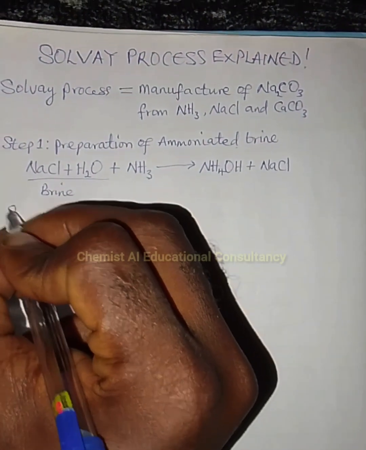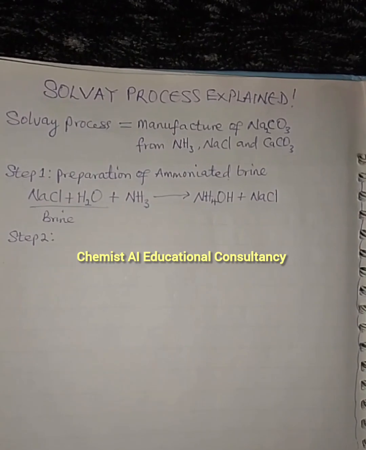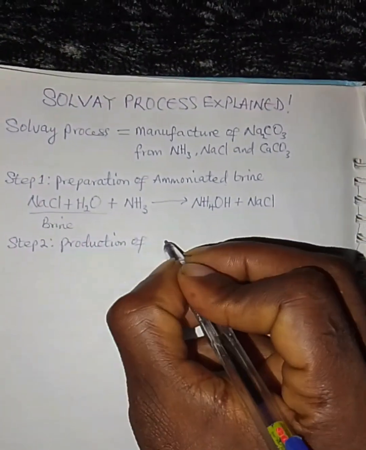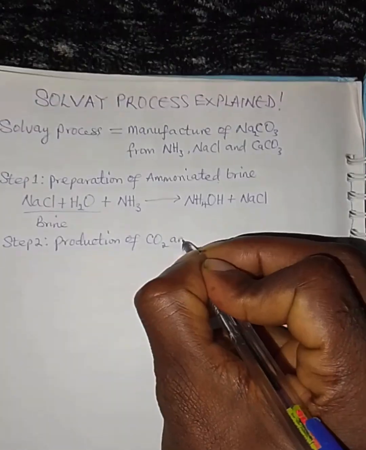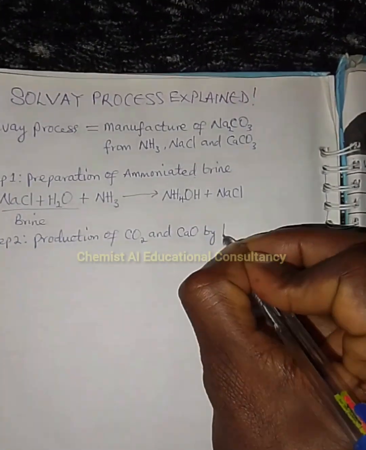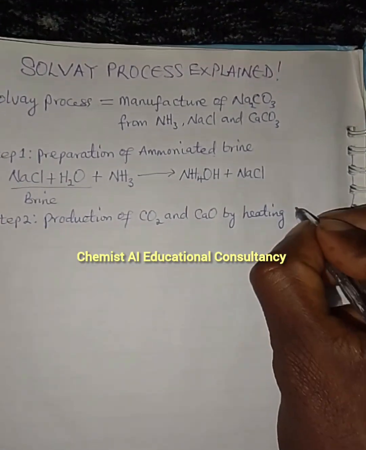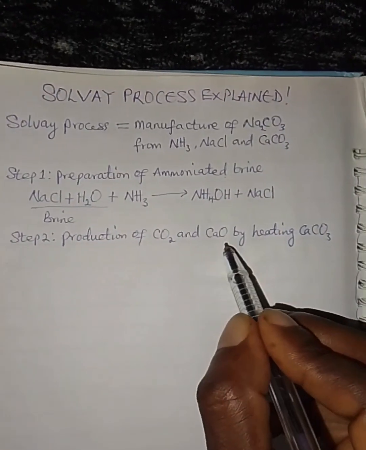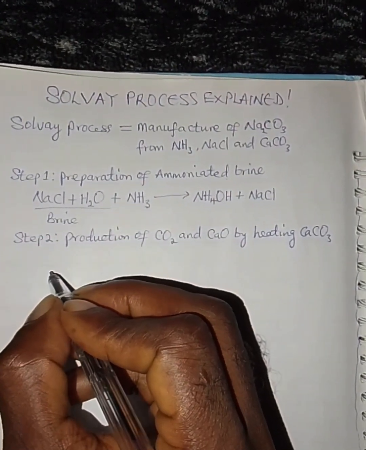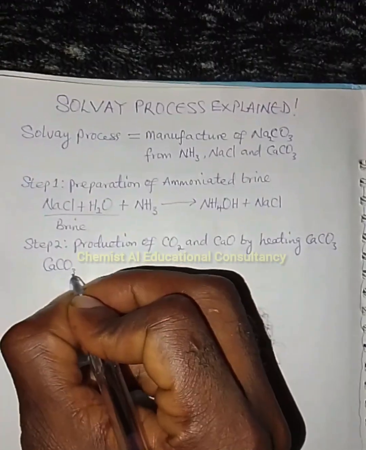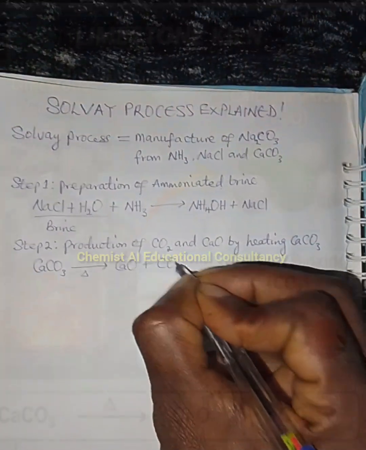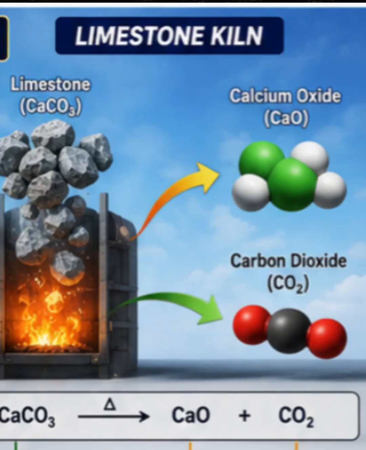Now we get to the next step, step 2. Step 2 is production of carbon 4 oxide and quicklime, that is calcium oxide, by heating limestone, calcium trioxocarbonate 4. So when limestone is heated, it produces two important raw materials for the Solvay process, which are calcium oxide and carbon 4 oxide.